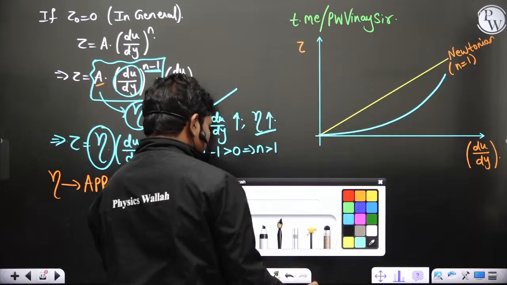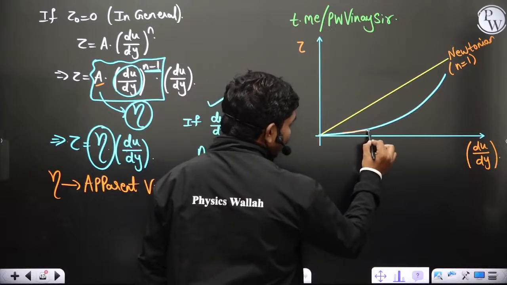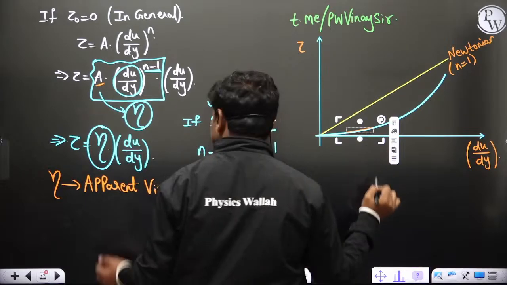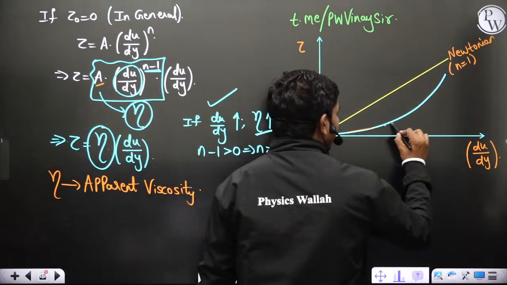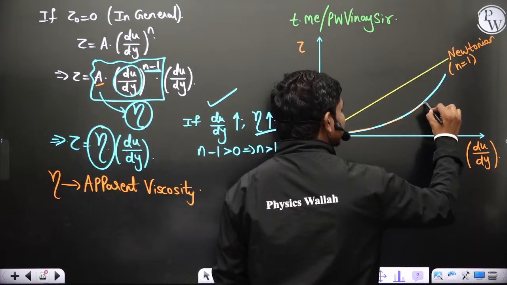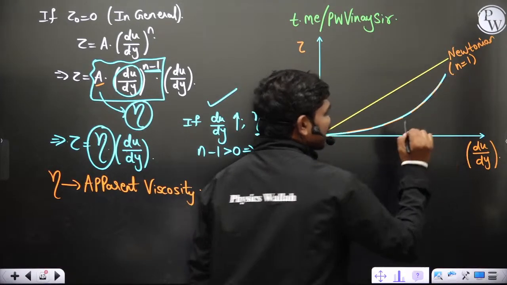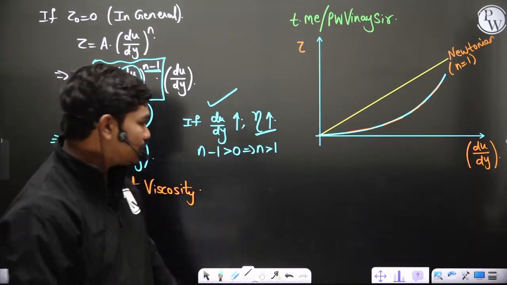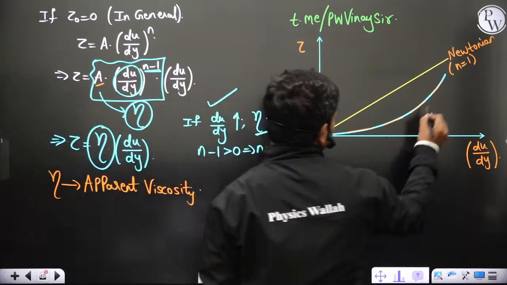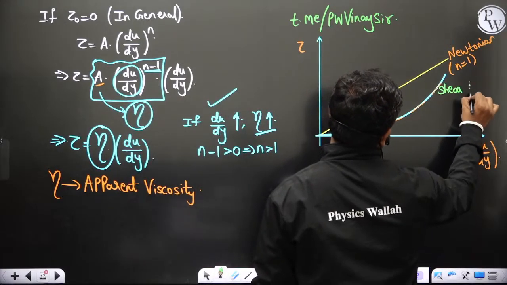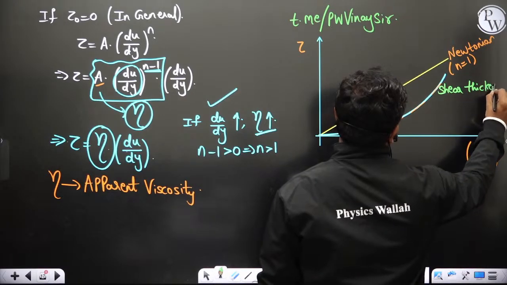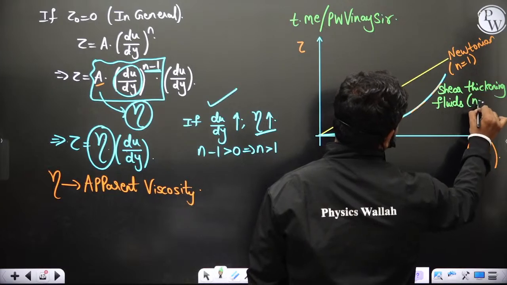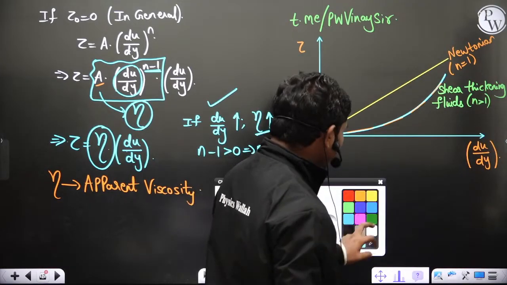Because if you take a tangent at low values of du by dy, the tangent slope is also small. That slope is the apparent viscosity, because tau is equal to eta into du by dy. At higher values, as you increase your du by dy, the slope of the tangent will keep on increasing. Yes or no? And that's how, if you have a curve with increasing slope, that particular class of fluids is called shear thickening fluids. In this case your n is greater than 1.